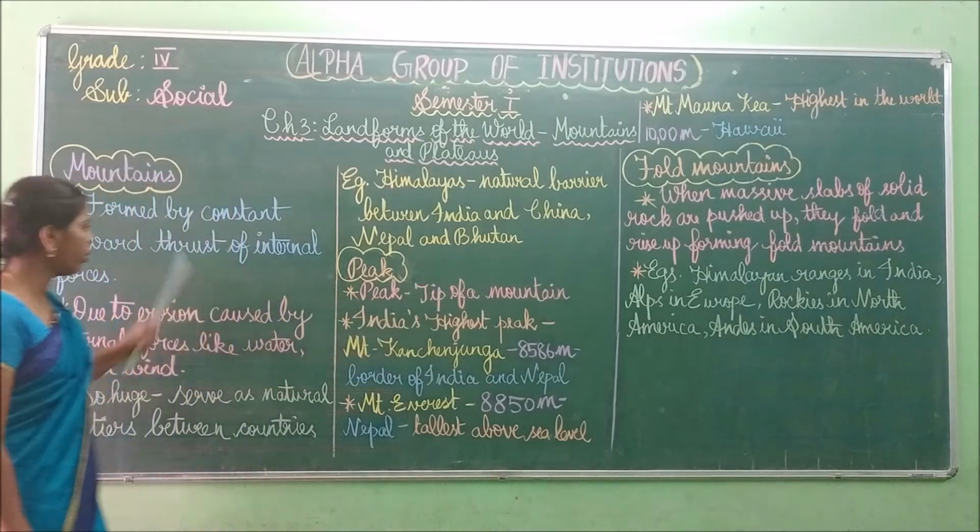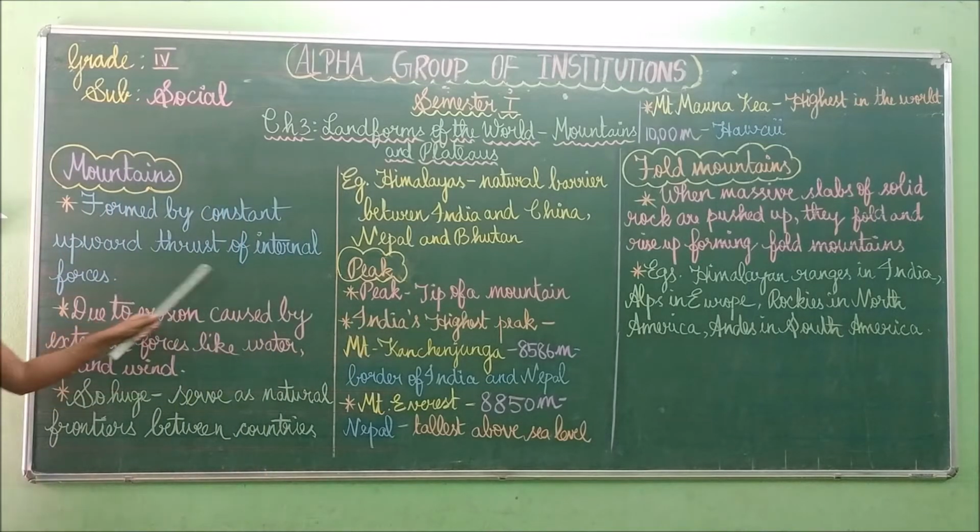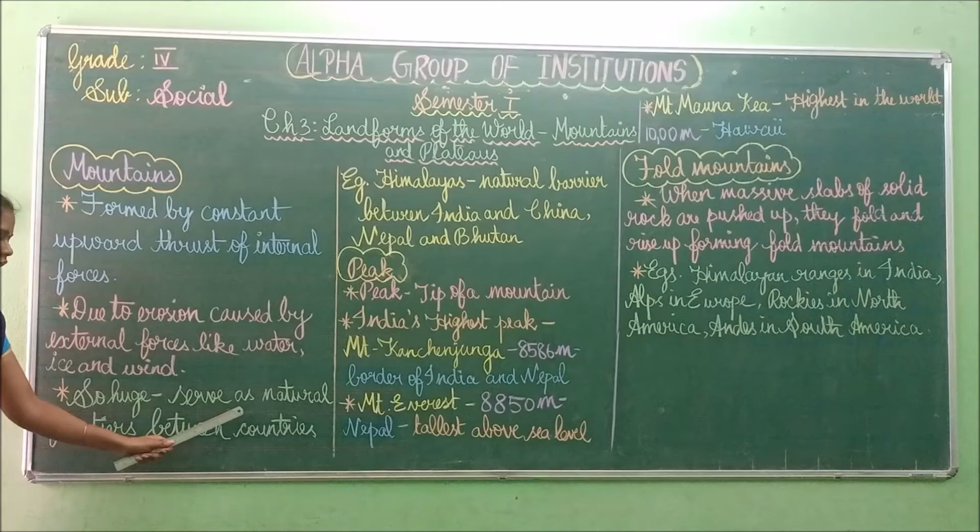So this is about mountains. It is formed by internal forces which give upward thrust and due to erosion because of water, ice and wind. Because of these two things only mountains are formed. Mountains are so huge and they serve as natural frontiers.